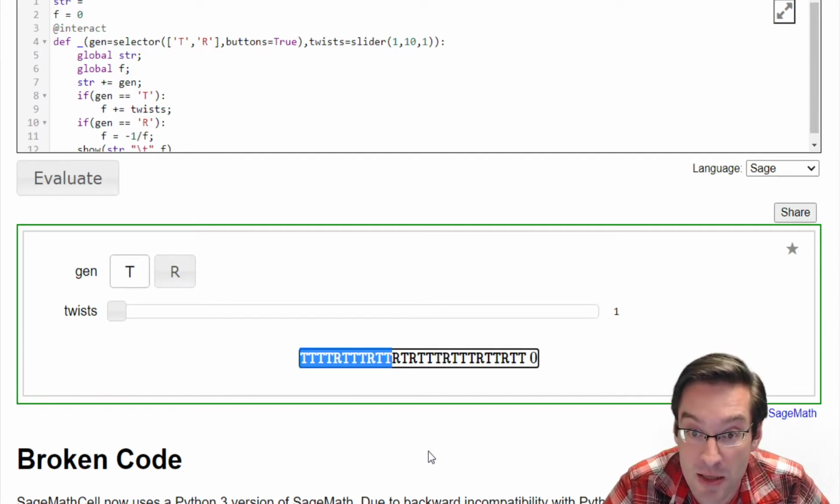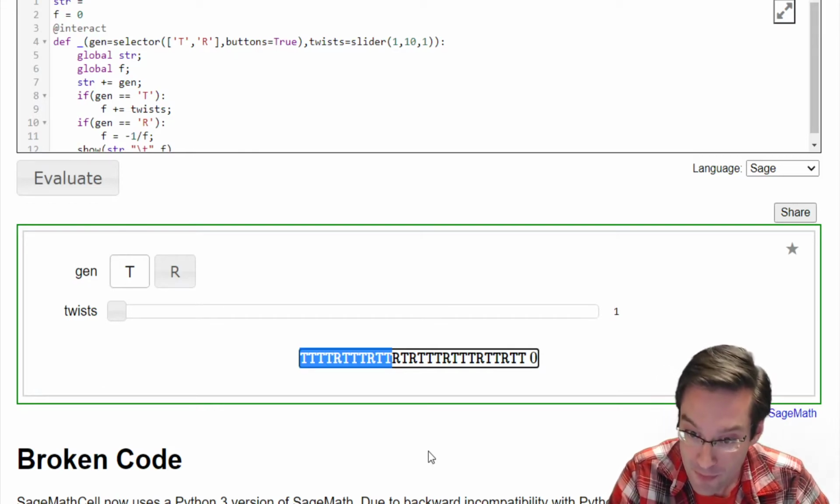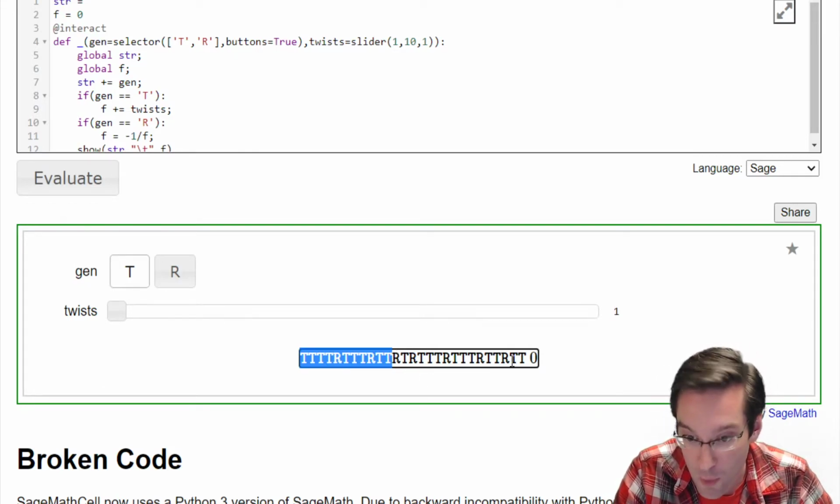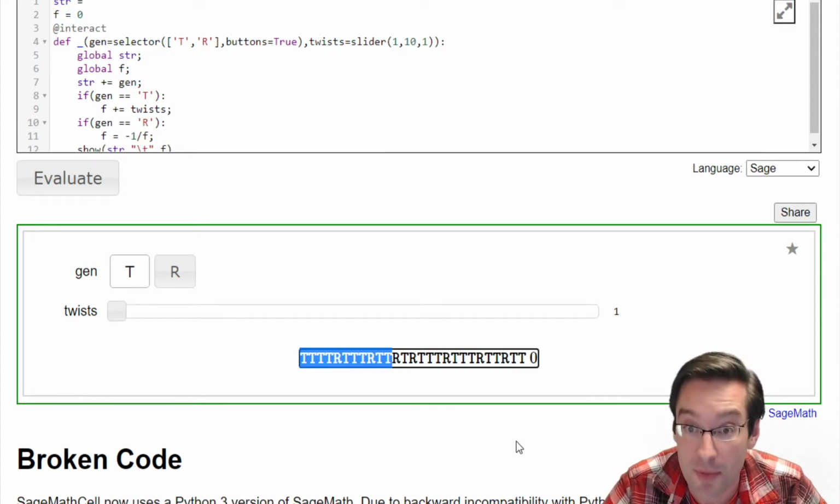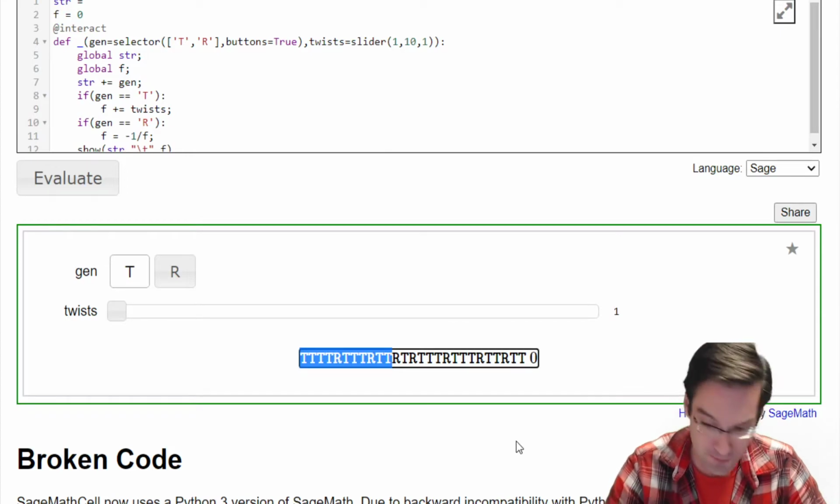4 powers of t, followed by rotation, followed by 3 powers of t, followed by rotation, followed by 2 powers of t. And then this remaining word over here, RTR, 3 t's, and then an R, 3 t's, and then an R, 2 t's, and R, and then 2 t's, would then be the inverse that we would get for this.